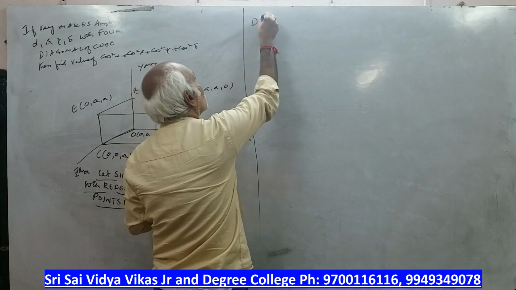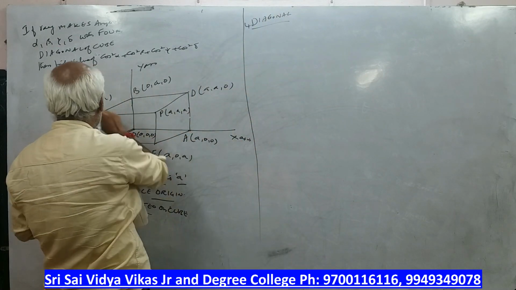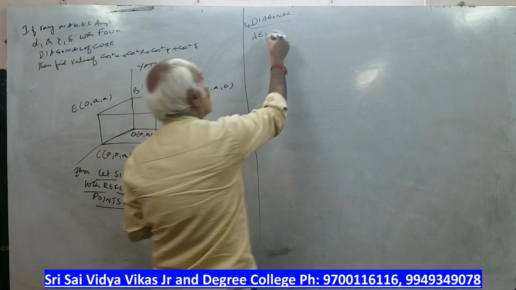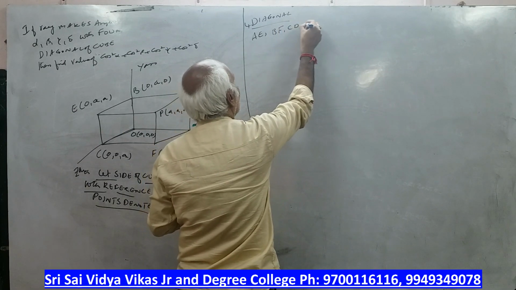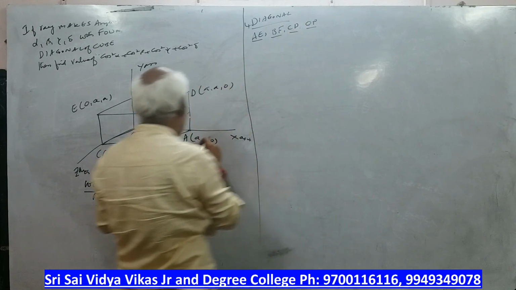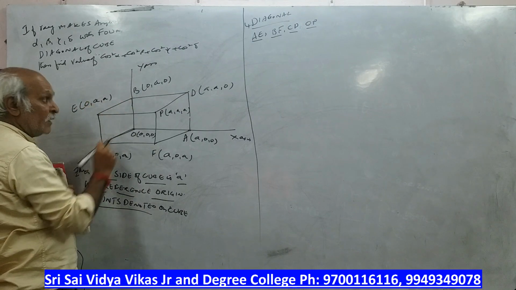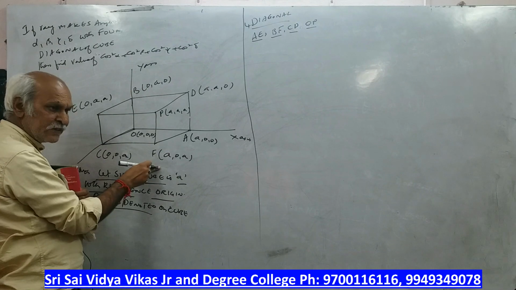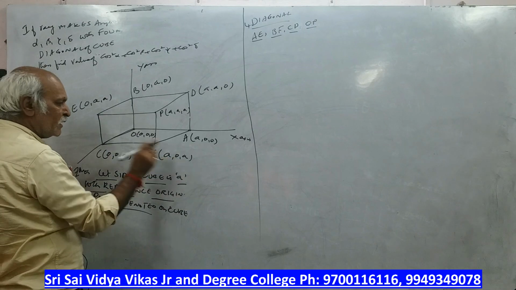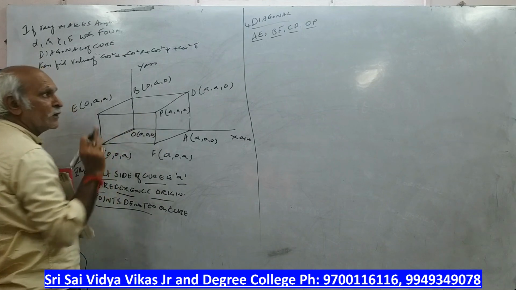Now, diagonals. We have 4 diagonals. What are the 4 diagonals? First AE, next BF, and CD and OP. AE, BF, CD, OP. How are we writing this? On the x-axis A point is there, opposite this will be YZ, therefore E will be there. On the y-axis B point is there, opposite is F, because between x and z. This is the y-axis, so we have to consider x and z: (a, 0, a). Next on the z-axis, opposite is D. And from the origin to the point in the air. So 4 diagonals have come.